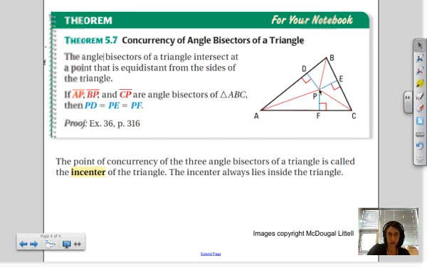The point where they meet up, that point of concurrency, if I drop down perpendicular segments to the sides of the triangle, or in other words, find the distance from point P to each side of the triangle, those distances are all equal. And those segments are all congruent, right? Segment PD, segment PE, and segment PF are all congruent, and their distances are equal. And this other new vocabulary word is that special point, P, when we're talking about concurrency of angle bisectors: the name of that point is the incenter of the triangle. And it always lies inside the triangle.